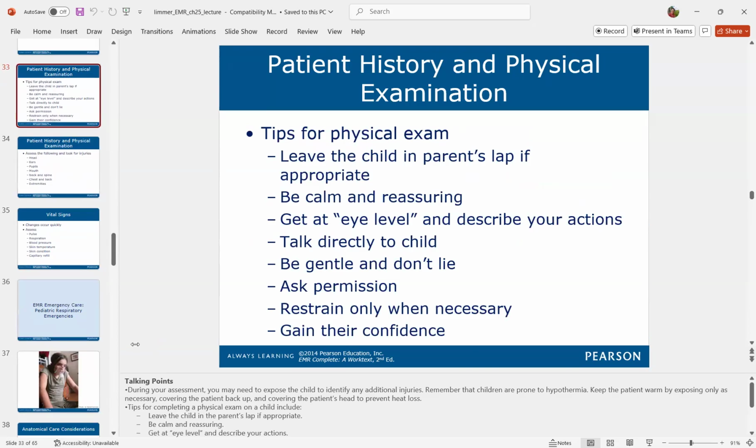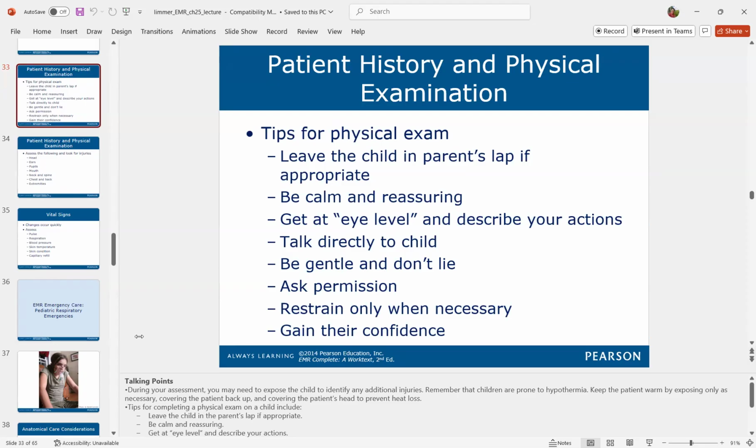During your assessment, we need to expose the child to identify additional injuries, just like we would with an adult, the head to toe. Remember that children are more prone to hypothermia, so don't just go stripping them down. We want to keep the patient warm by exposing only the necessary things and then covering them back up as we go when we do our head to toe. We want to cover their head up to prevent heat loss.